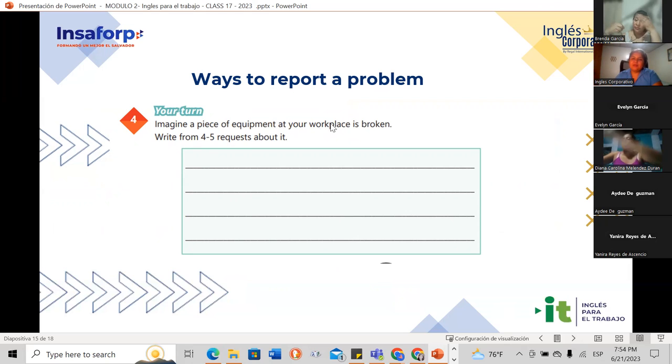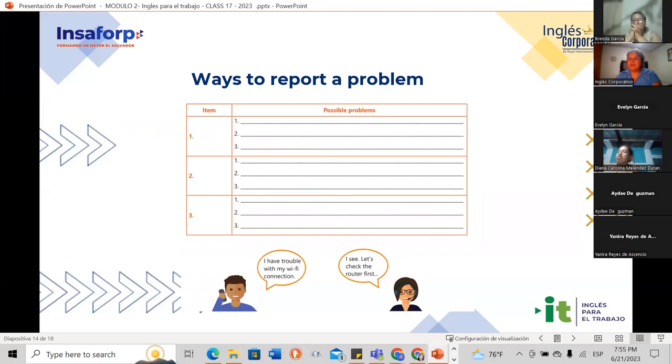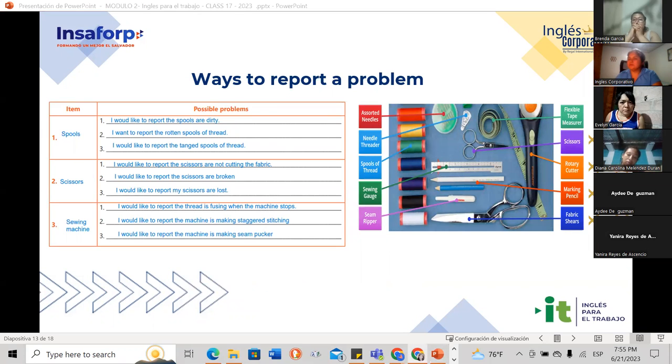Imagine a piece of equipment at your workplace. Esa era la tarea, okay? Imagine a piece of equipment of your workplace is broken. Imagínese que una herramienta que usted utiliza está quebrada, okay? Write from 4 to 5 lines to report about it. O sea, iba a reportar el problema. Y va a escribir de 4 a 5 líneas para reportarlo. But it's okay, no problem, you can do it right now. We're going to make three of them, con el vocabulario que ya les di. So we're going to do that. Okay, ya les voy a enviar el link para que lo escriban y puedan iniciar en su cuaderno ahorita.